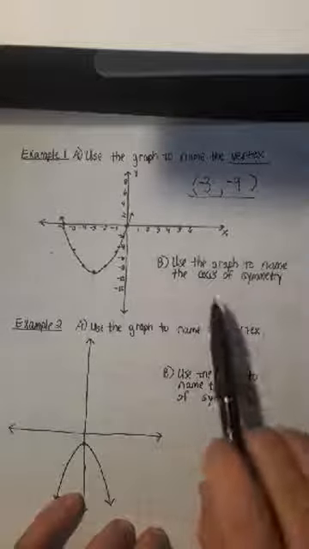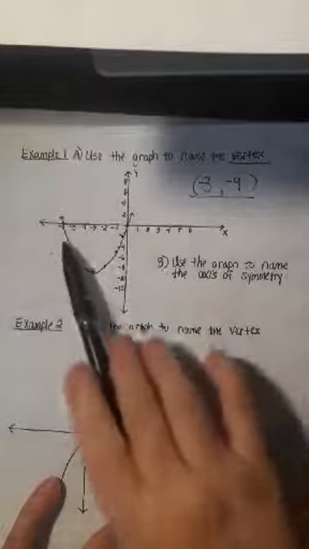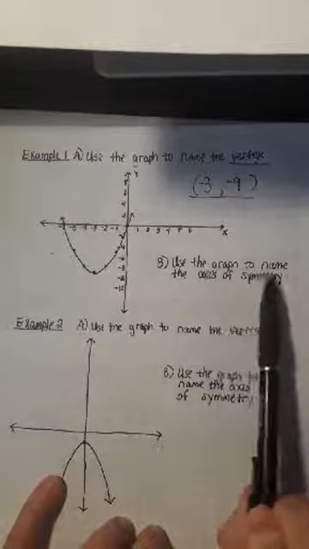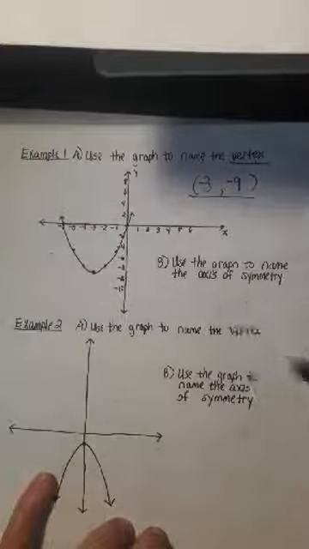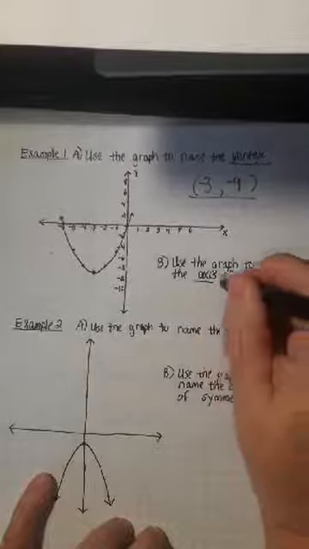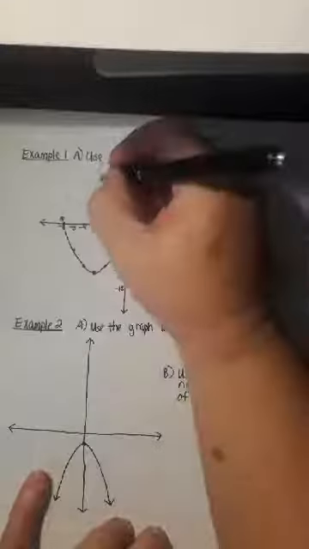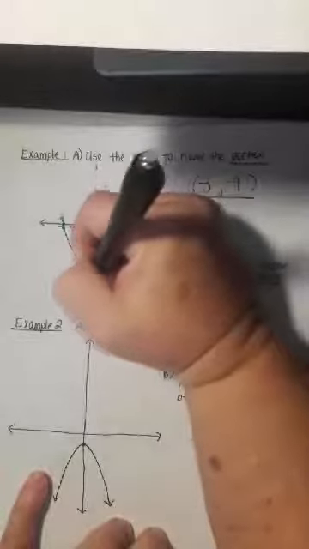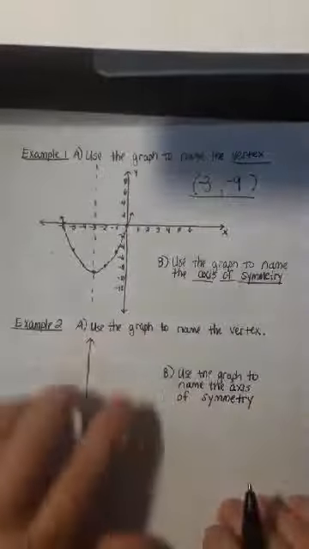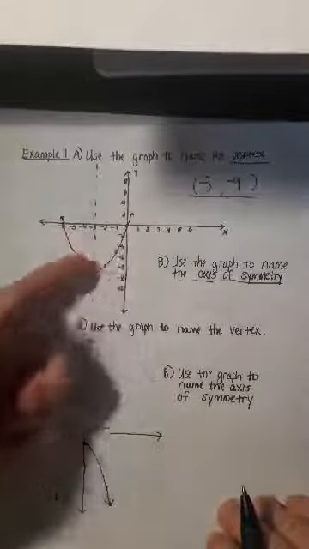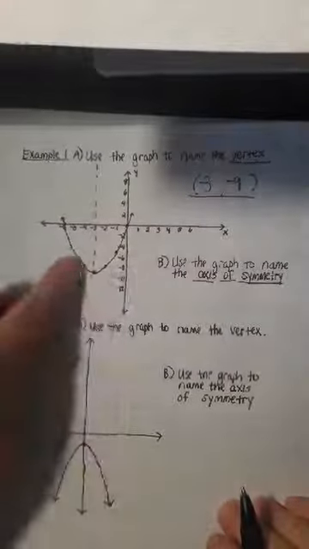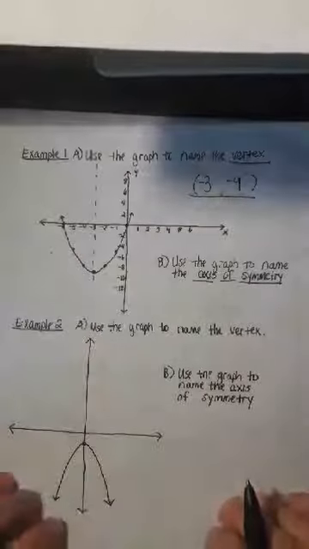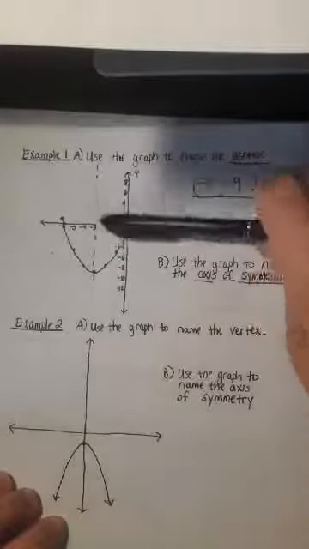Okay, next, part B. We're using the same graph because I didn't want to keep drawing graphs over and over. On part B, it says use the graph to name the axis of symmetry. Now remember, the axis of symmetry is the vertical line. That axis of symmetry is important because it cuts your parabola into two mirror images. And so every point on the left side matches every point on the right side if you were to fold them on top of each other. So that's what the axis of symmetry does.